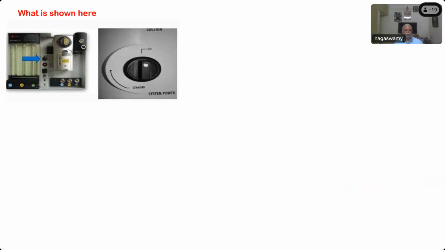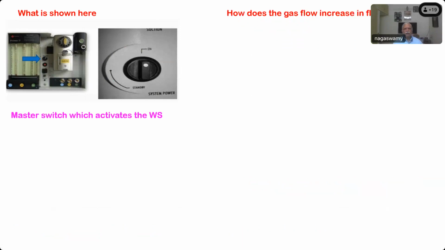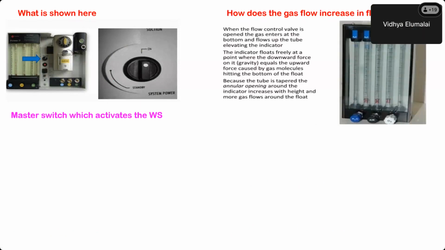Now what is shown here? This is about your modern anesthesia workstations, where you have a master switch. Very good. So this is a master switch which activates the workstation. So how do you increase the gas flow in the flow meter? How are you able to increase the gas supply? You have to rotate it anti-clockwise. It is called the flow control valve.